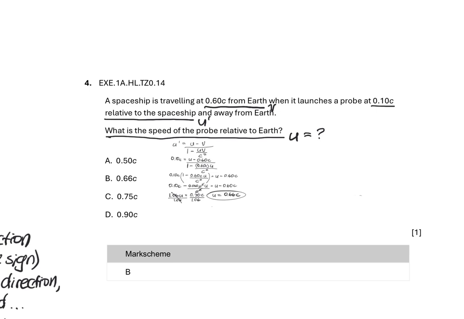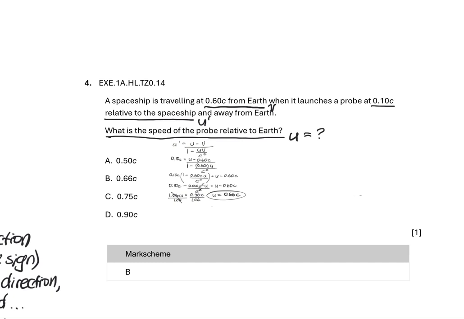Okay, so here we have a relativistic velocity addition problem. We have a spaceship going 0.6 times the speed of light from Earth. That would be v, the speed of the second inertial reference frame, when it launches a probe at 0.1 c relative to the spaceship. So that's an event, and that is relative to the spaceship, so that would be u prime. And it is also moving away from Earth, so both velocities v and u prime are positive, moving away from Earth. And so what is the speed of the probe relative to Earth? In other words, what's the velocity of the event as measured from the first reference frame being Earth?